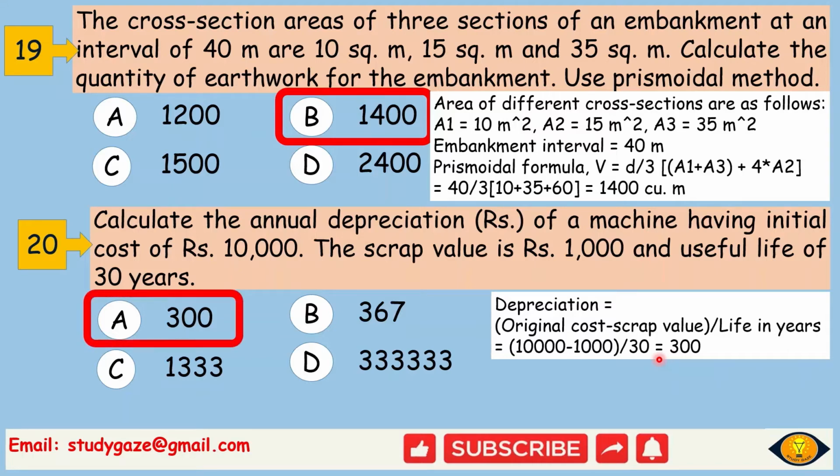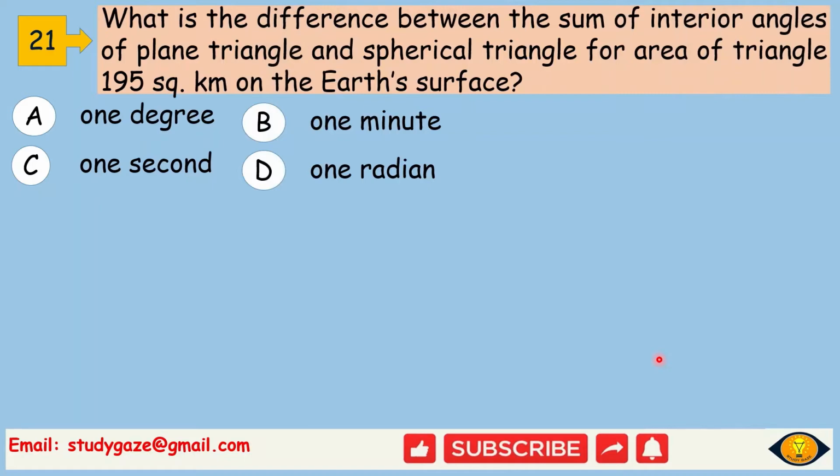Next, what is the difference between the sum of interior angles of plane triangle and spherical triangle for area of triangle 195 square kilometer on the earth surface? They have asked about the difference between the sum of interior angles of plane triangle and spherical triangle for area of triangle 195 square kilometer on the earth surface.